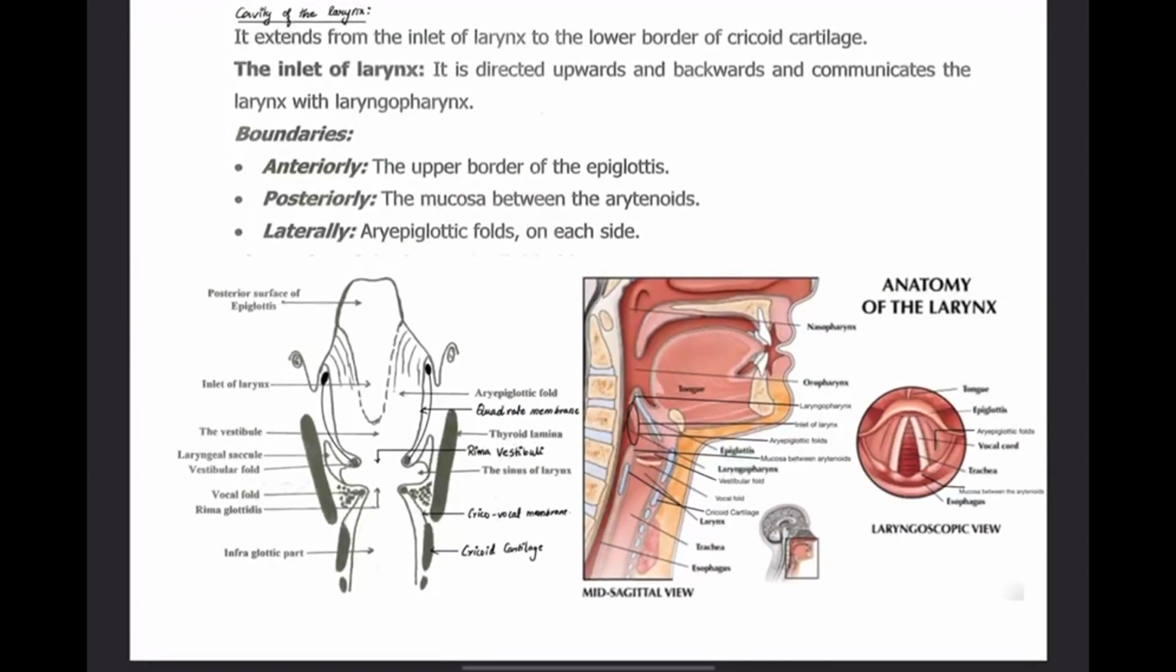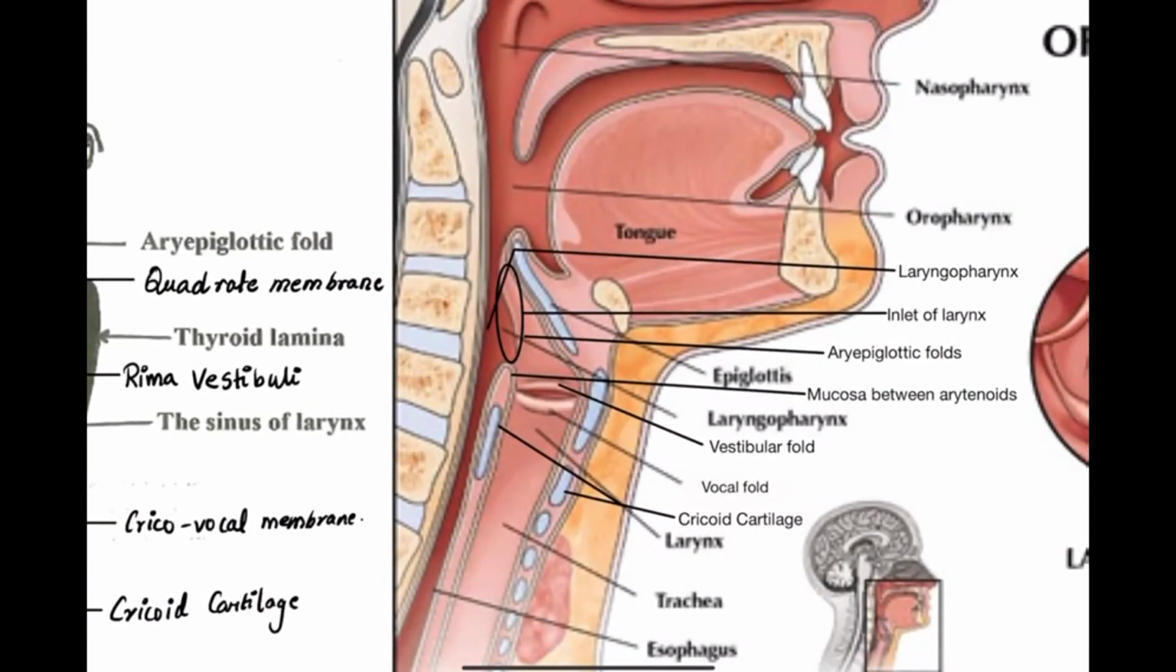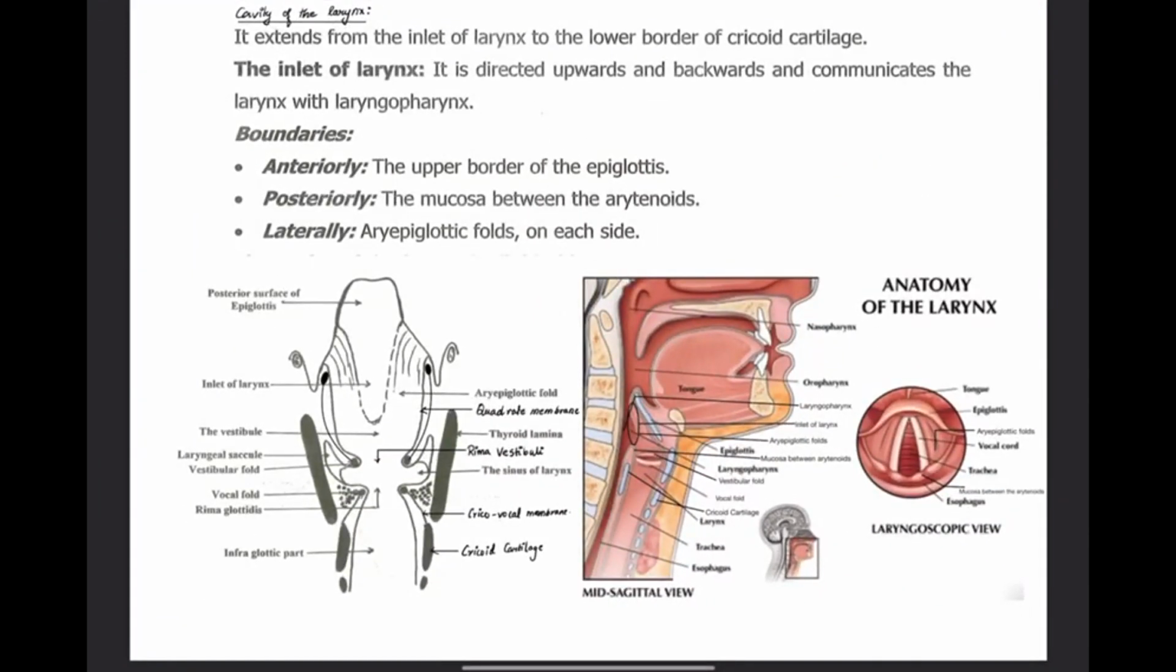Okay, now what else do we have? The inlet of the larynx is directed upwards and backwards. You guys can get me? Directed upwards and backwards. It first goes up and to the back. This is the inlet of the larynx. Next we have the boundaries, which we just saw.